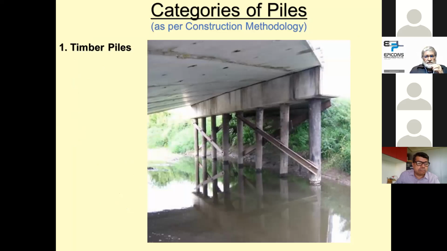Now, a typical photograph of a timber pile. Normally, it is popular in the eastern side, especially the Calcutta region, where there is abundant forest giving a good supply of wood. Of course, not used as of today. You can see the piles are as good as concrete columns and they are braced by steel members.